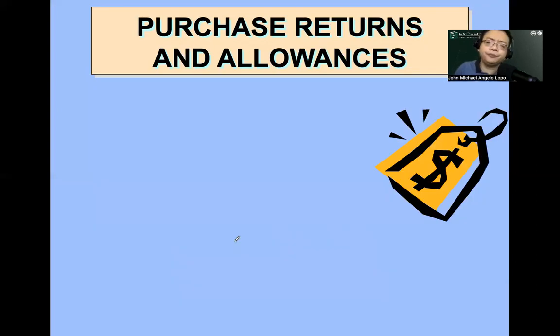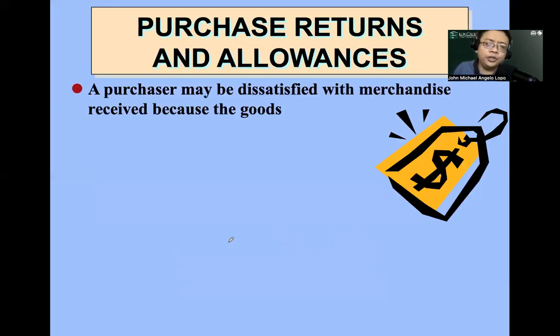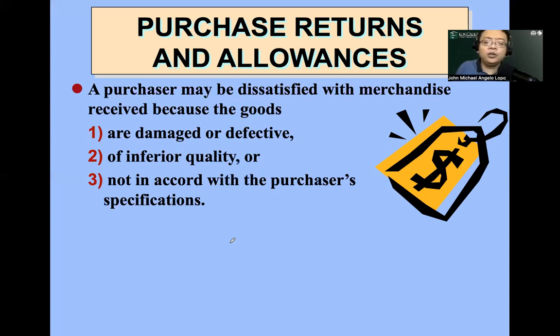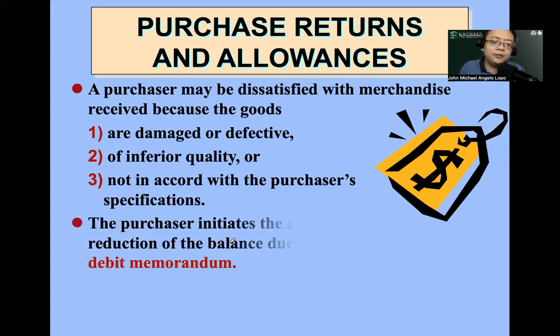You have also what you call purchase returns and allowances. Now, the purchaser may be dissatisfied with the merchandise received because of the goods. Number one, bakit mo binabalik, class? Maybe because may damage na, or defective. Inferior quality siguro, mababa yung quality niya. Not in accord with the purchaser's specifications. Pwedeng mababa yung quality, or hindi based on the specifications.